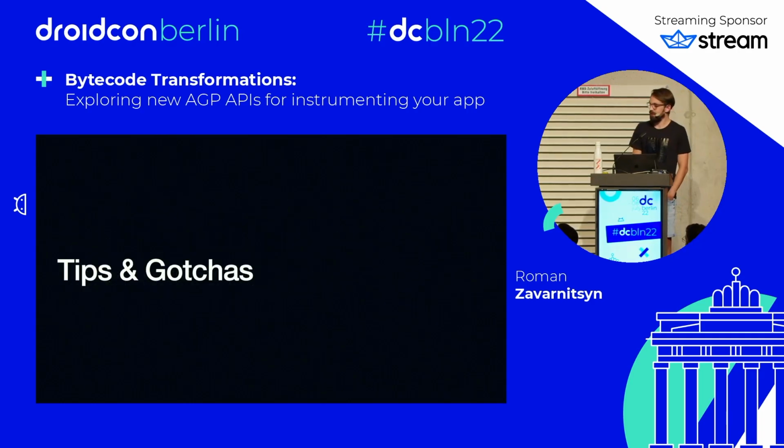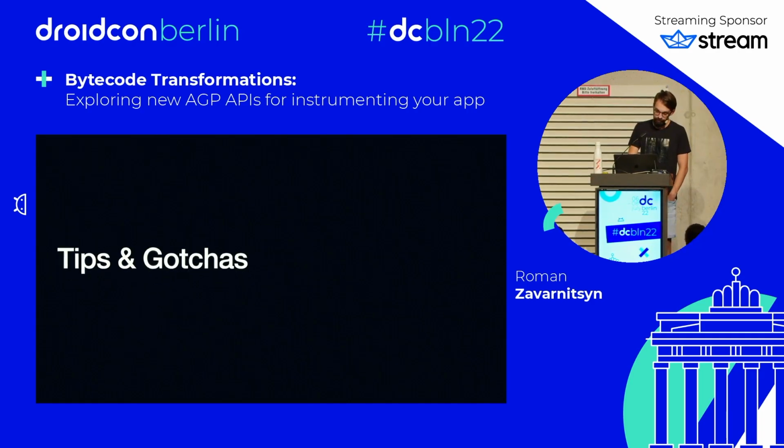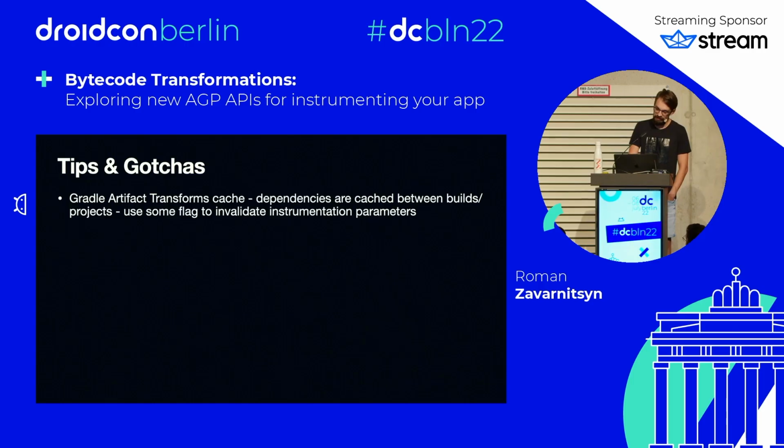Some tips and gotchas I got along the way. The first one is regarding the Gradle artifact transforms cache. Since the dependencies are cached between builds and projects, this means if you are developing your transformation right now, for dependencies, they will be cached basically. So if you are not finished with your transformation, next time you run the Gradle build, it will not run your transformation for dependencies because they are cached.